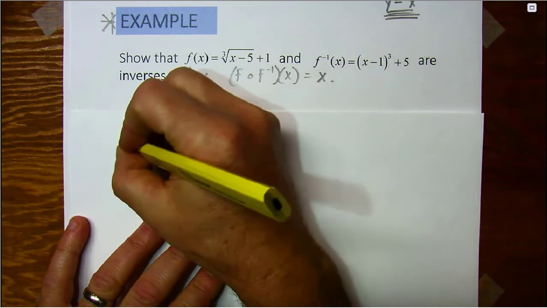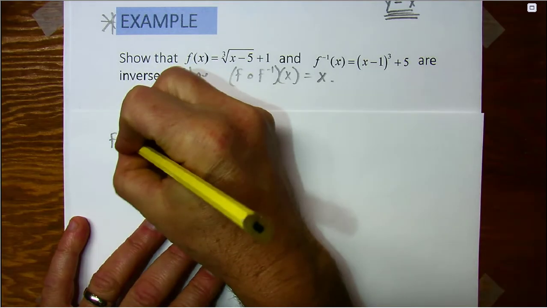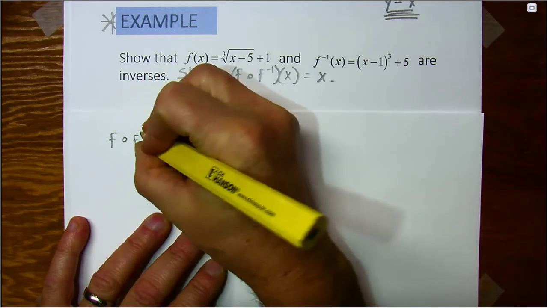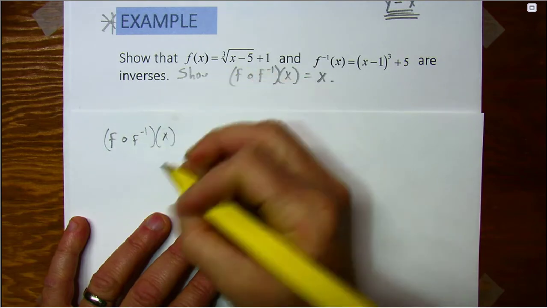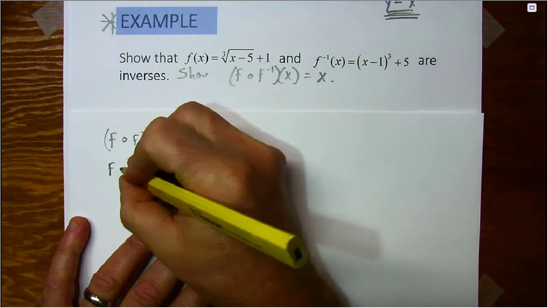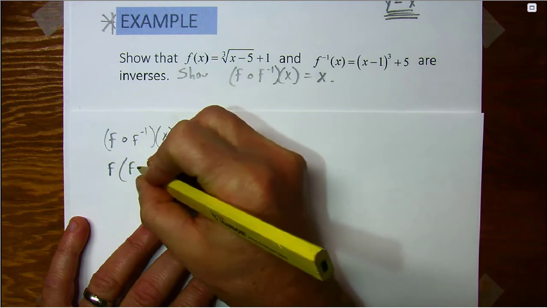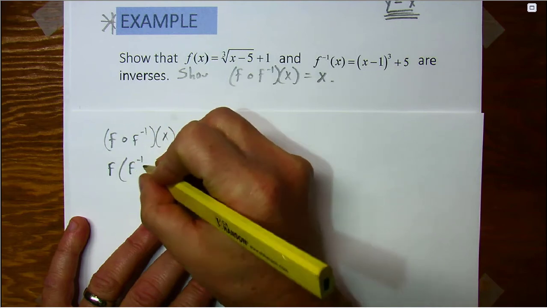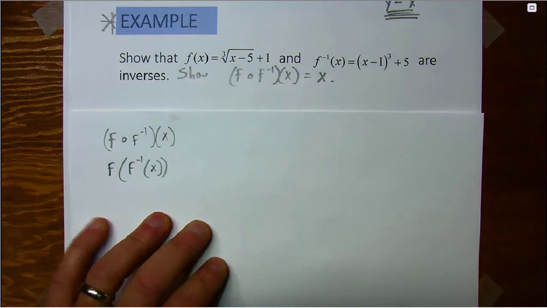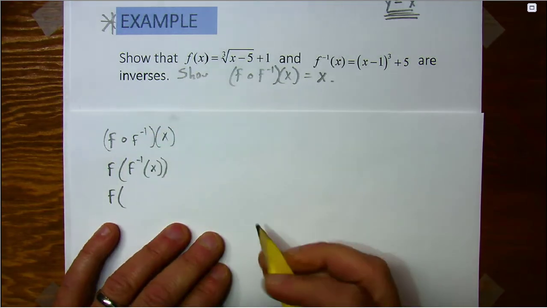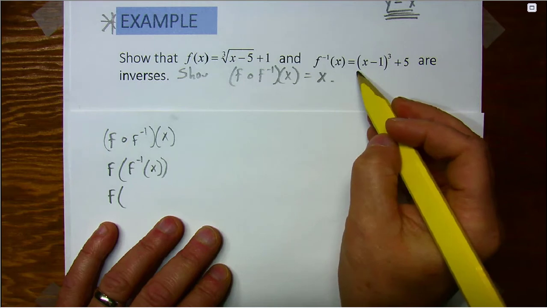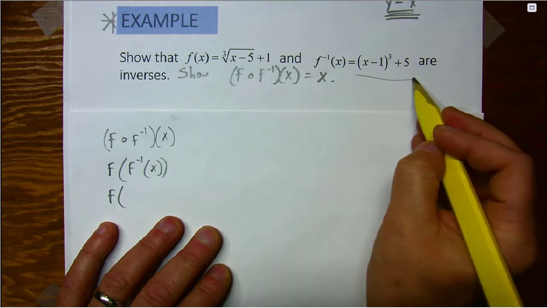Okay, here we go. f composed with its inverse of x. That's the same as saying f of its inverse. That'll be f of, well, what is the inverse function? We were told here the inverse function was x minus 1 cubed plus 5.